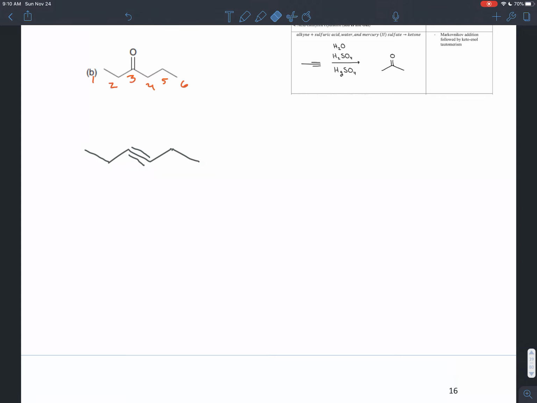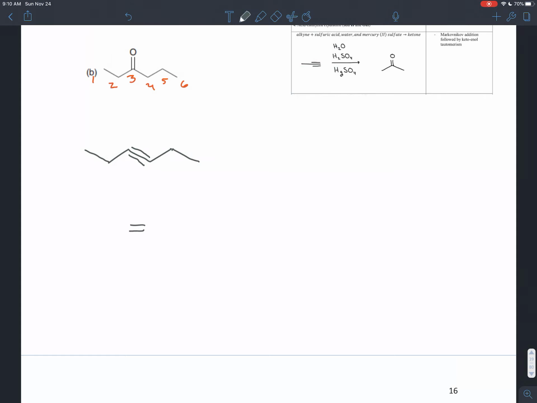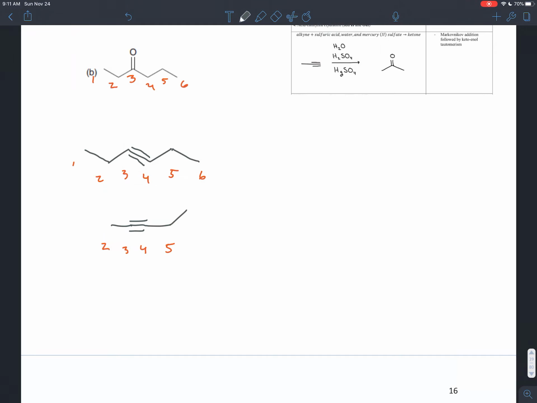I just have to redraw it. So technically, this is incorrectly drawn right now. I'm going to take that triple bond, straight line, straight line. So here, 1, 2, 3, 4, 5, 6. Here I have 3 and 4. I've drawn 2 and 5. So I just have to draw 6 and 1.